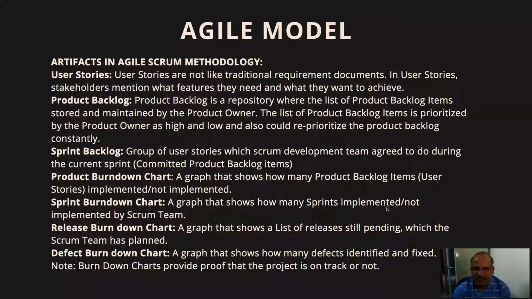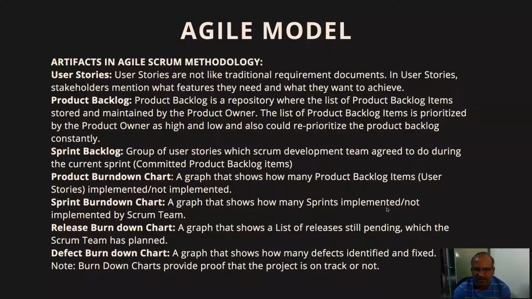Then the progress of the sprint is monitored by various charts like the product burn down chart, sprint burn down chart, release burn down chart, and defect burn down chart. What is a product burn down chart? A graph that shows how many product backlog items are implemented or not implemented. It is basically a tracker for product backlog items. Similarly, the sprint burn down chart shows how many sprints are implemented and not implemented by the Scrum team.